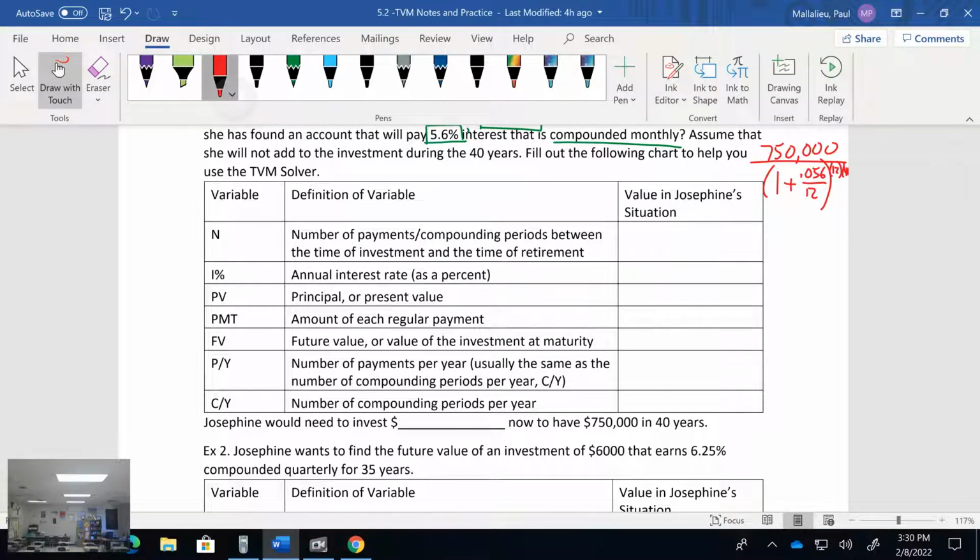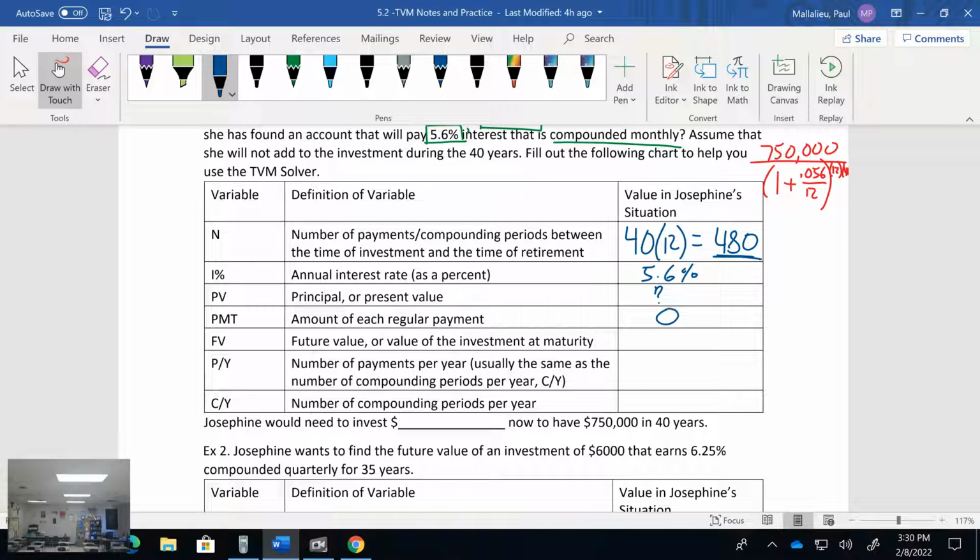Let's fill in our chart as well so you can see where I got all those numbers from. When we are looking to use the online calculator, the way you set this up is you have 40 years times the 12 months. So there are 480 total times that it would be compounded over the course of 40 years. The interest is 5.6%, so we've already established that. We don't know the present value. That's what we're trying to find.